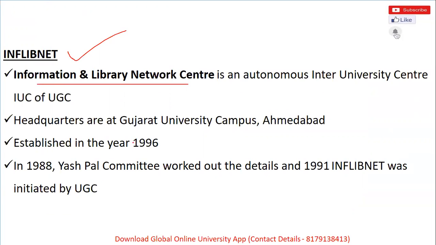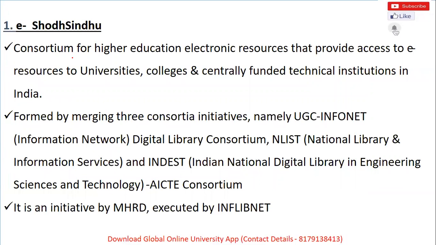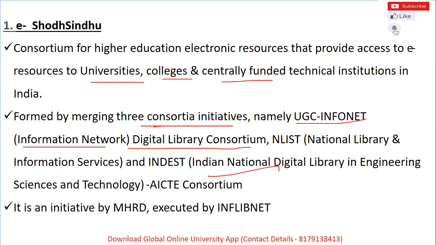INFLIBNET, that is Information and Library Network, has its headquarters in Gujarat and was established in 1996. In 1988, the Yashpal Committee worked out, and in 1991, INFLIBNET was initiated by UGC. Coming to e-ShodhSindhu, which is the Consortium for Higher Education Electronic Resources. It provides access to e-resources for universities, colleges, and centrally funded technical institutions. They are merged with three initiatives: UGC-Infonet, that is the Information Network Digital Library Consortium, NLIST, that is National Library and Information Services, and INDEST, the Indian National Digital Library in Engineering, Sciences and Technology, that is an AICTE consortium. Consortium is nothing but a group of associations. It was an initiative by MHRD, executed by INFLIBNET, that is Information and Library Network.